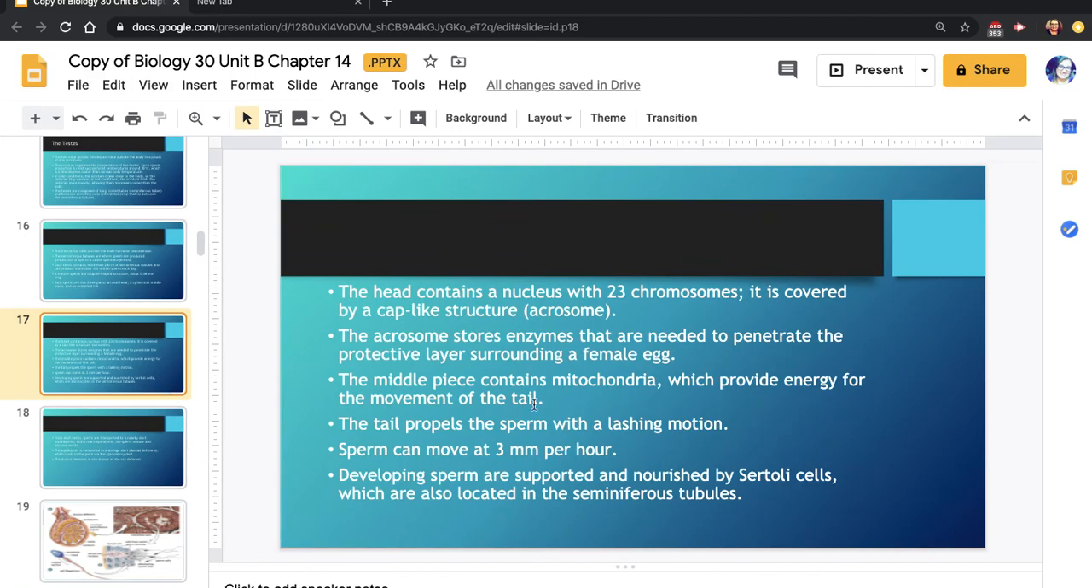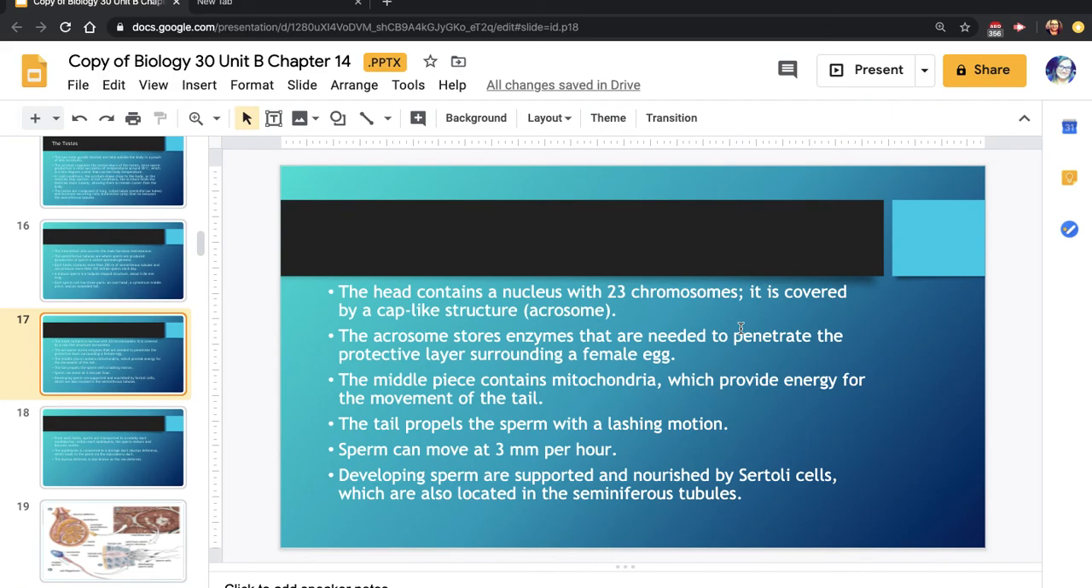So the head contains a nucleus with 23 chromosomes, and it's covered by a cap-like structure. So that head part, although it's like a spear, it also is holding the chromosomes. And every person has 46 chromosomes, so 23 of them are coming from the dad and 23 from the mom. So those 23 chromosomes, they're in that cap-like structured head. They call it the acrosome.